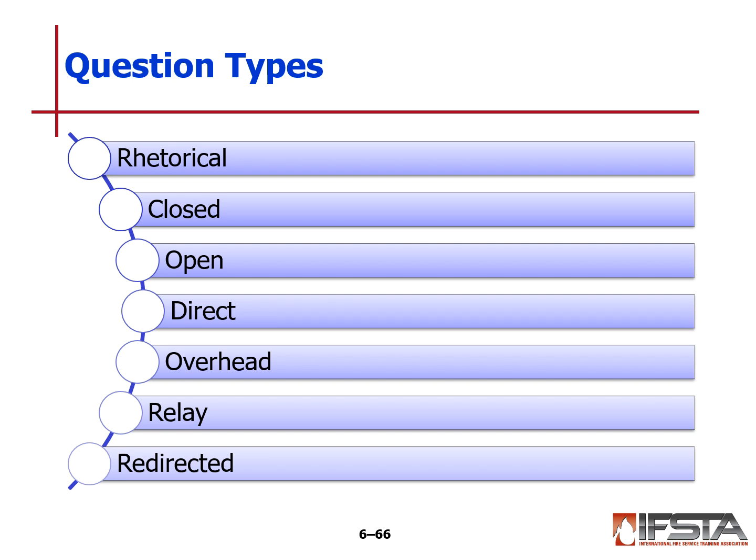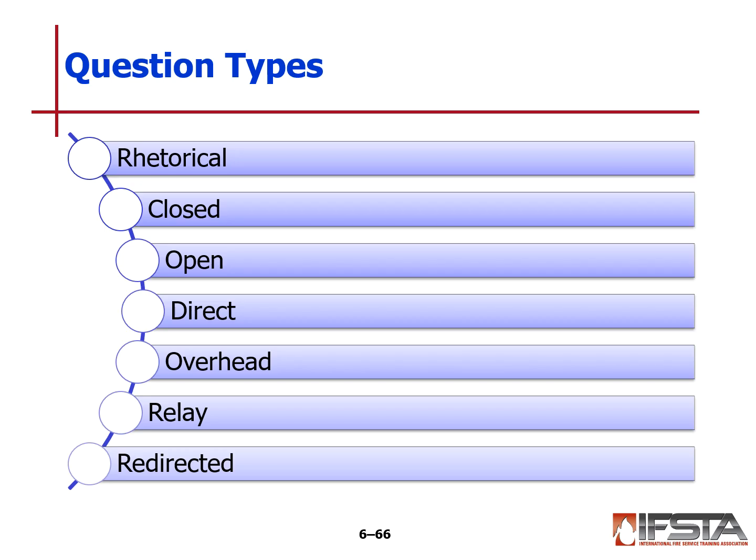The next question type is direct. The instructor directs a question to a student who must then respond. This type of question is not frequently used with adult learners because it can make students uncomfortable. However, asking direct questions can be an effective way to encourage bored or disengaged students to participate.